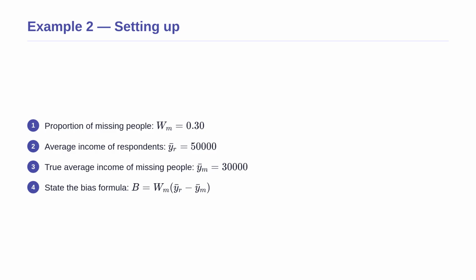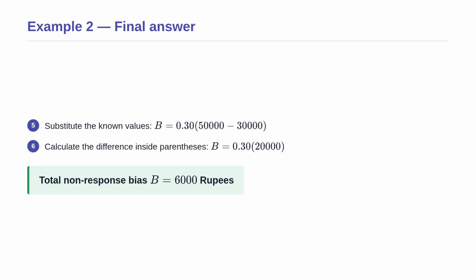We start by listing our known variables. The missing proportion is 0.30, the respondent average is 50,000, and the missing average is 30,000. Continuing our calculation, we substitute the known values into the bias equation. We calculate the difference inside the parentheses first. The difference in income between the people who answered and the people who ignored the survey is 20,000 rupees. Multiplying 20,000 by 0.30 gives a final bias of 6,000 rupees.